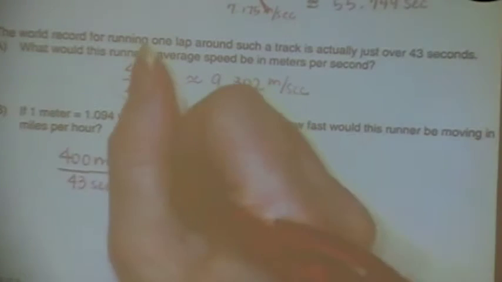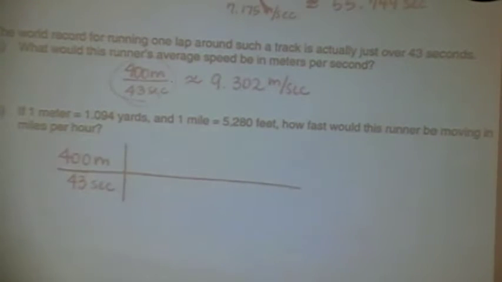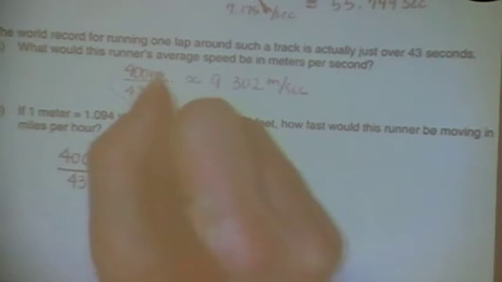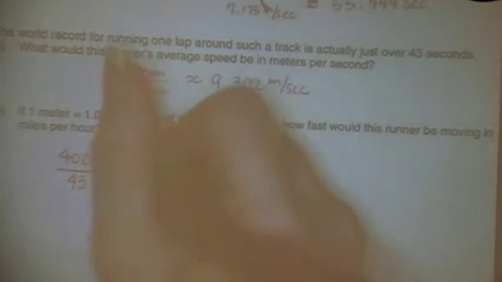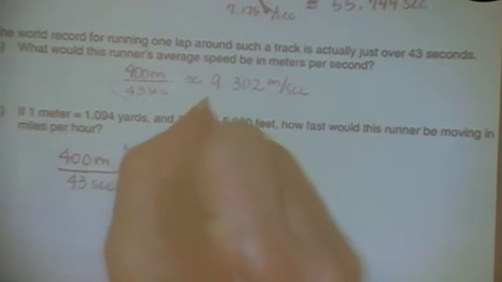So I know I need to cancel seconds, and right off the top of my head, I don't know how many seconds are in an hour. I do know how many seconds are in a minute though, so I can cancel that. So I can say there are 60 seconds. Now, why did I have to put it on top? So the seconds cancel. I know there are 60 seconds in 1 minute.